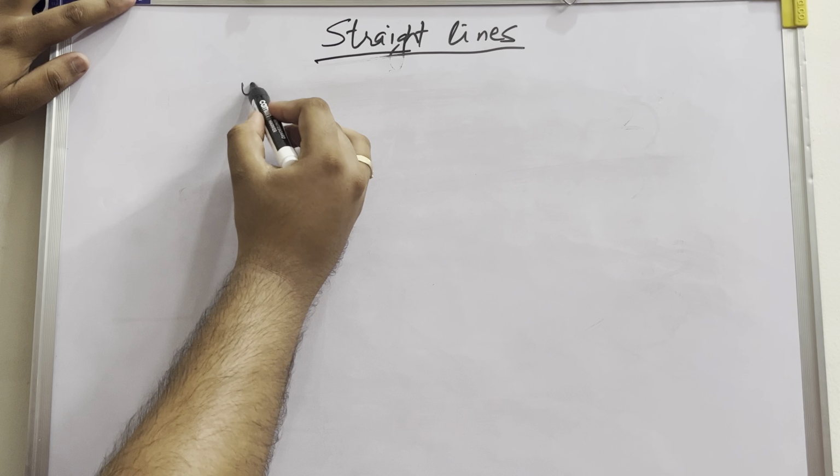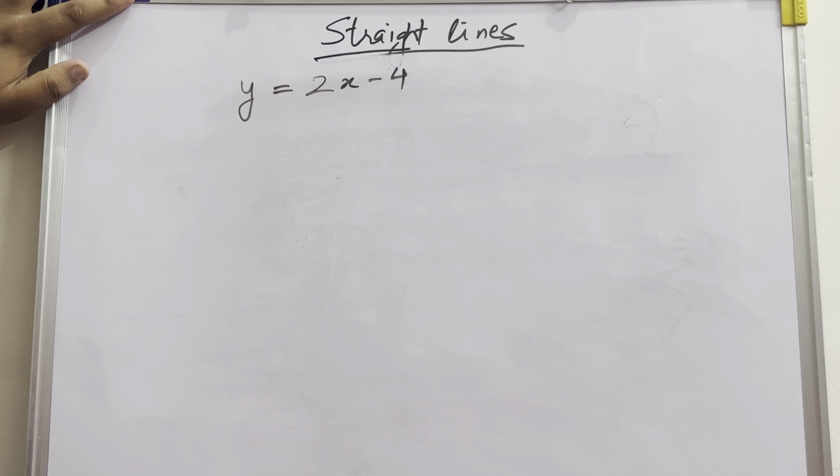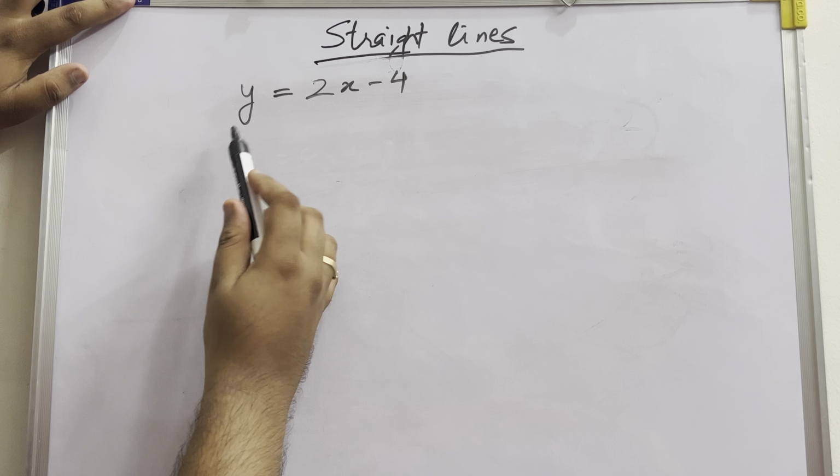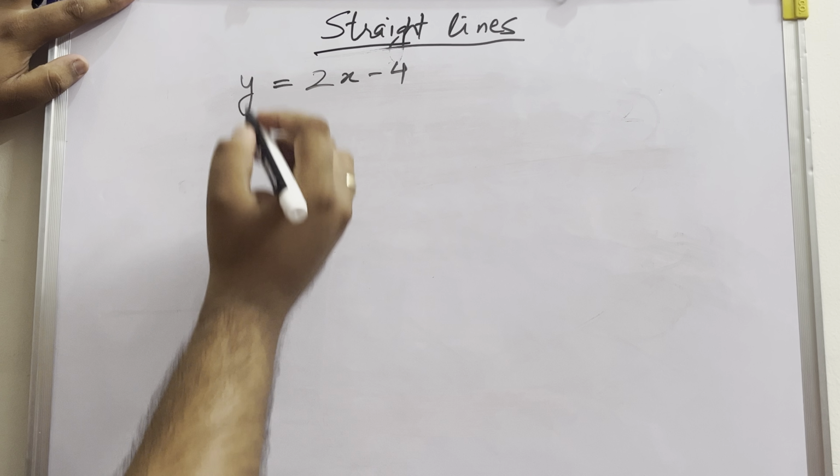For example, somebody has given you to plot y is equal to 2x minus 4. How do you draw this? Let me draw it for you. Put x is equal to 0.